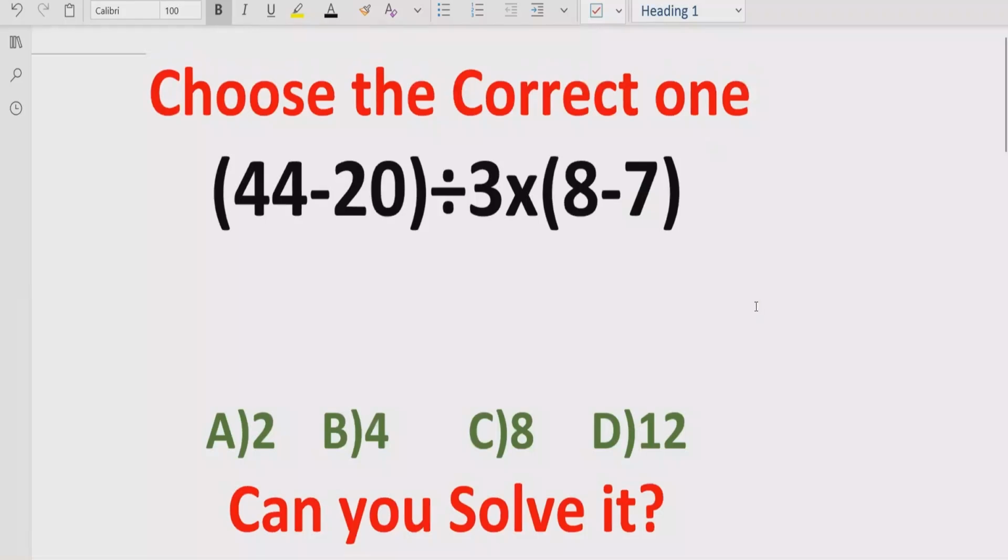Today we will solve another quiz which is related to arithmetic expression. The quiz contains the basic operations: plus, minus, multiplication and division. So we have to solve this quiz using PEMDAS and BODMAS method and find out the correct answer. In the answer list we have four answers. A is 2, B is 4, C is 8 and D is 12. So let's see after solving it which answer is correct.